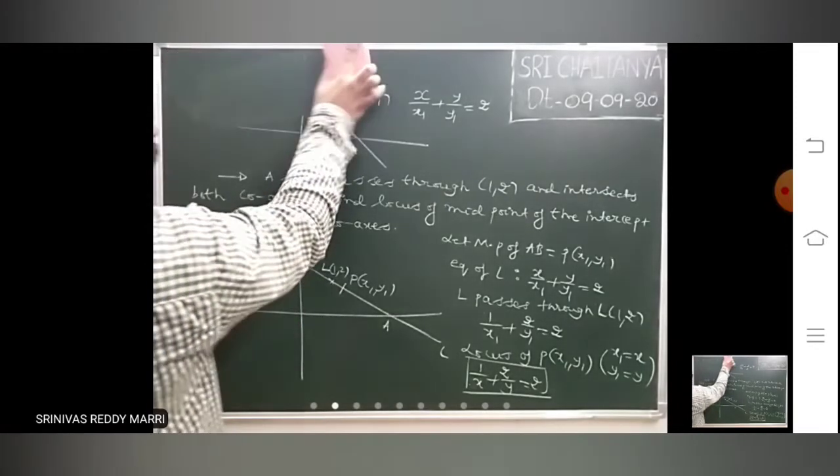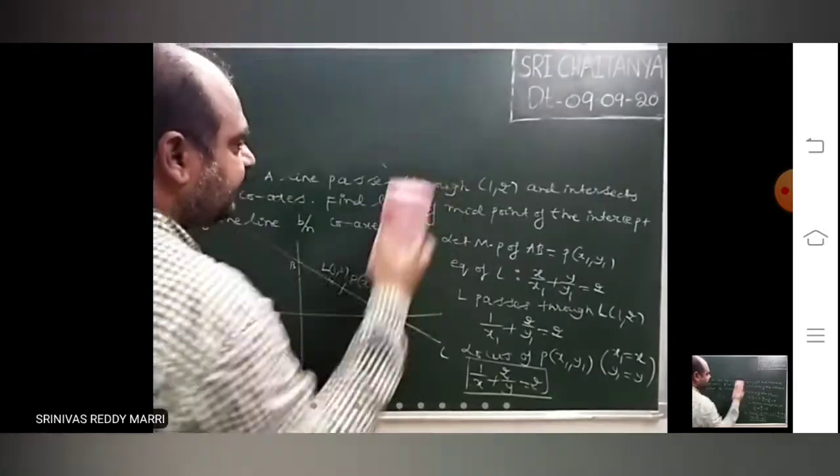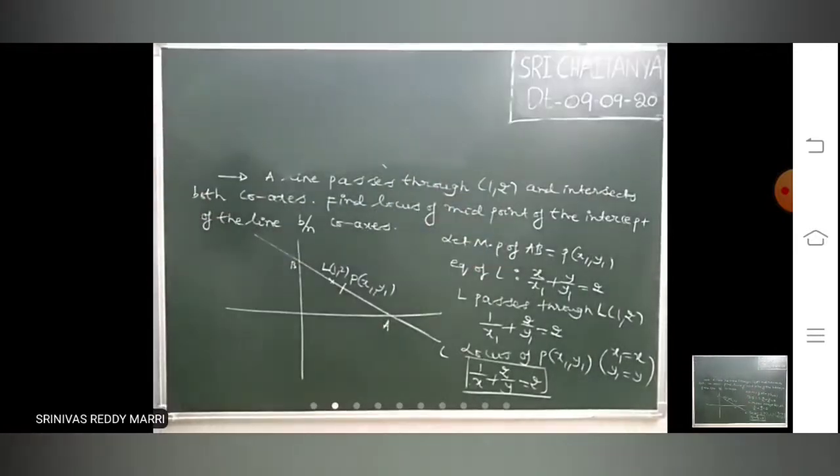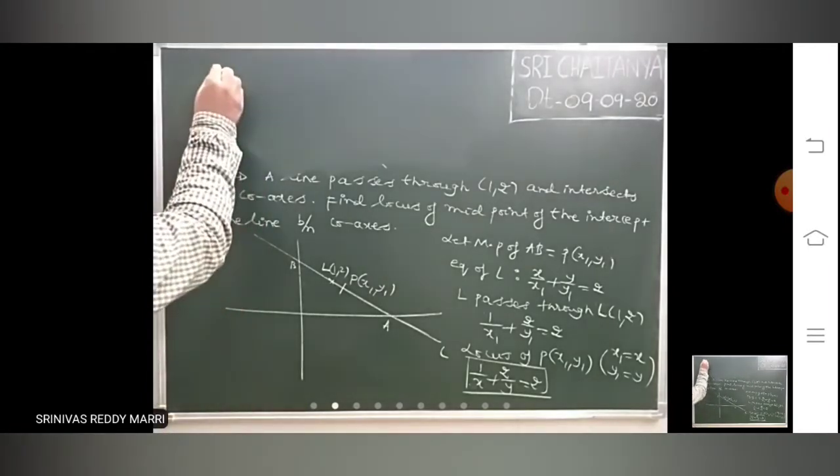Look at the next problem. Directly he has given that the line passes through (1, 2). Like that, directly he will not give.